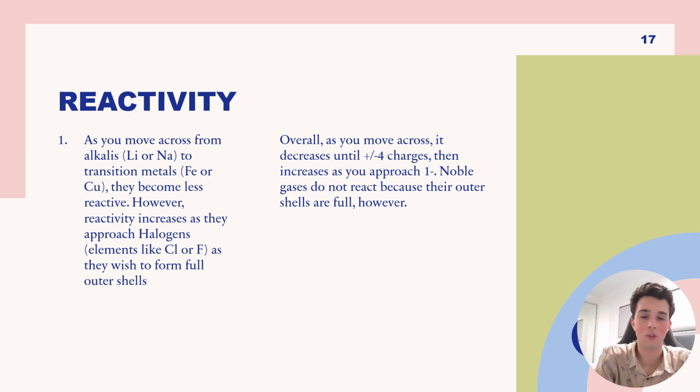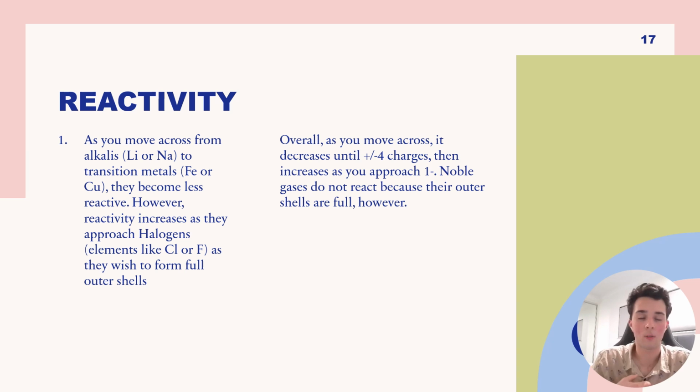Overall, I guess you could say the trend would be, as you keep moving across, it will decrease until the ±4 charge occurs. And then as you head in the -3 direction, it'll just keep getting stronger and stronger until you hit -1. But the noble gases actually don't react because they've got full outer shells.